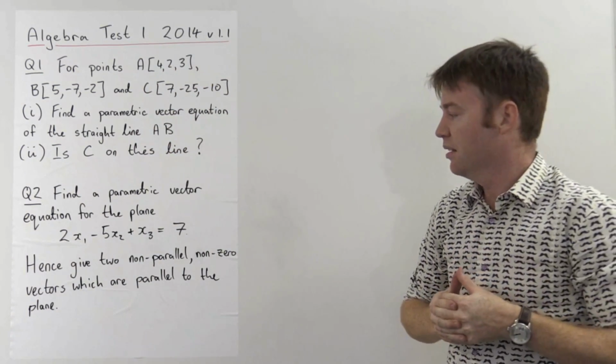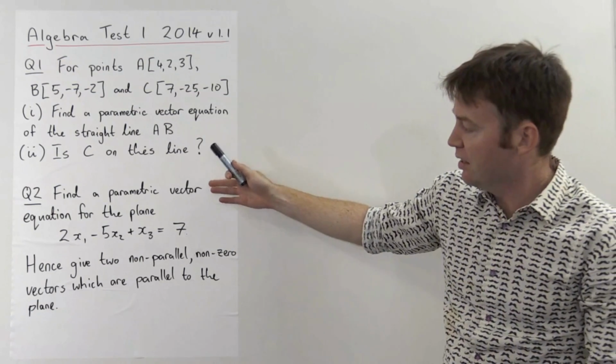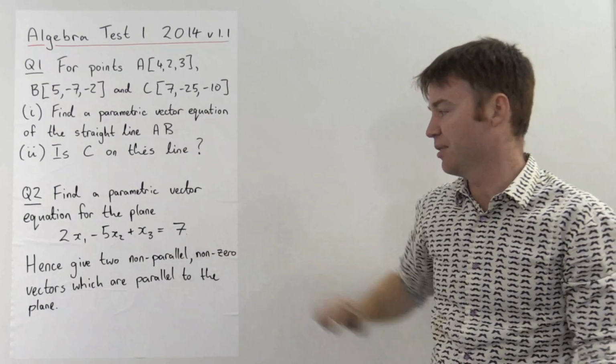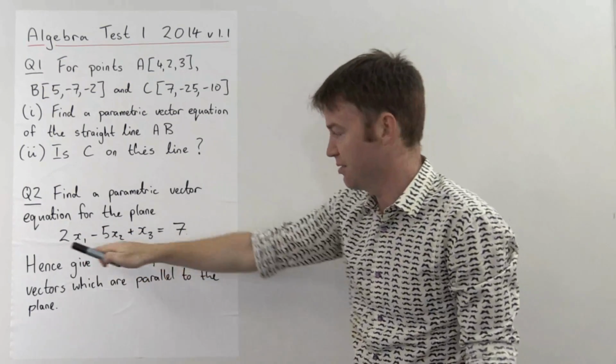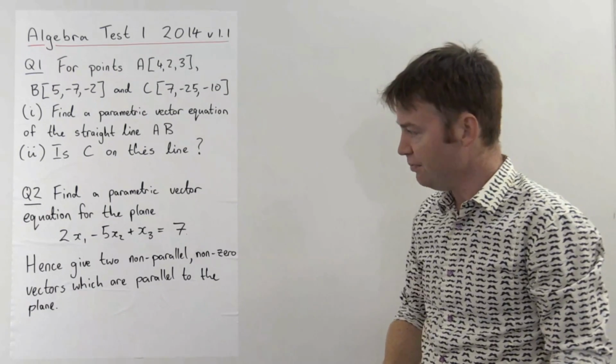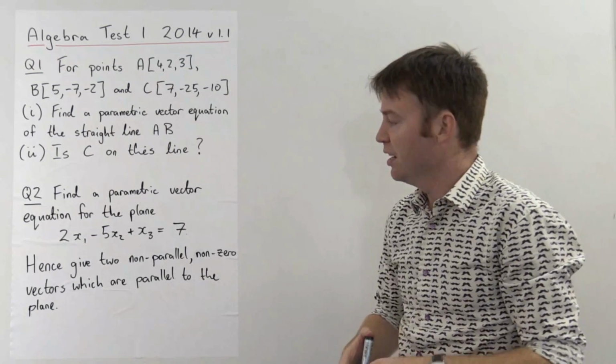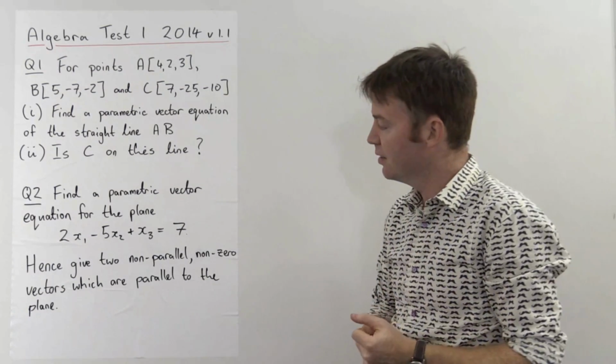Okay. My question is, find the parametric vector form of the plane given by this equation. So this is Cartesian form. It's given as a restriction on the x1, x2, and x3 coordinates. And in order to convert this into parametric vector form, what you need to do is introduce some lambdas.